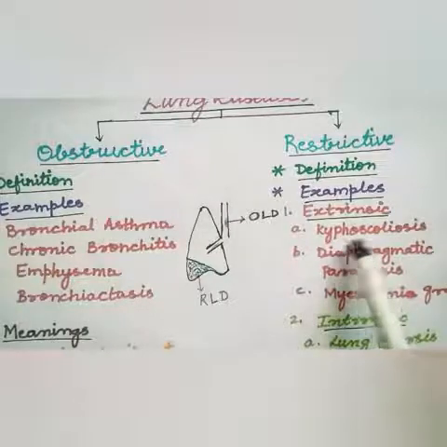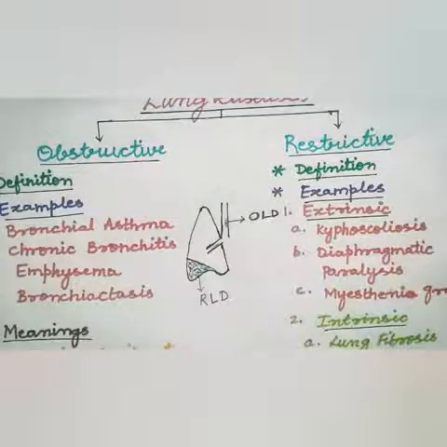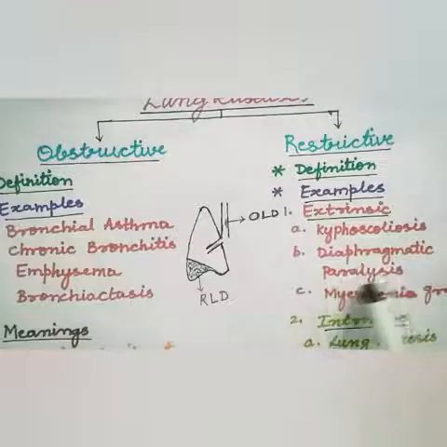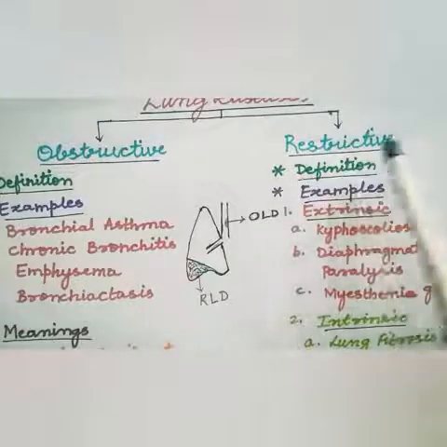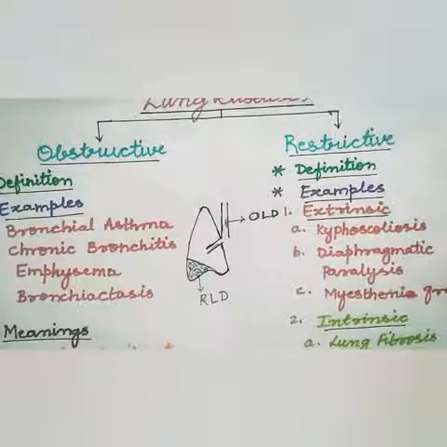That includes kyphoscoliosis, which is a chest wall deformity which restricts the chest wall expansion or the lung expansion, thereby reducing the lung volume and resulting in inadequate ventilation. Further, diaphragmatic paralysis. The diaphragm muscle is one of the very important muscles in inspiration, and as I've already told, here in restrictive lung disease, inspiration is difficult.